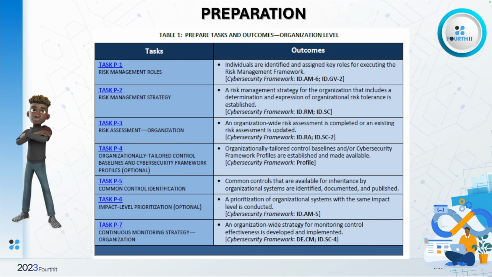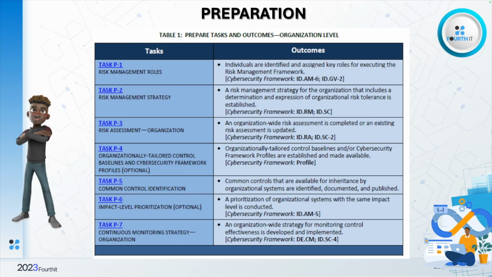A risk assessment is always done to see what some of the vulnerabilities are in our environment. What is the impact of these vulnerabilities? What are the risks that are involved? This also has to be completed during this stage. Then organizationally tailored controls baseline and cybersecurity framework profiles. You see over here that it's optional: you can decide to tailor your controls to meet the needs of your environment, or it's something that you can do later during the control tailoring step. So during the preparation, these are the various things that we are doing.